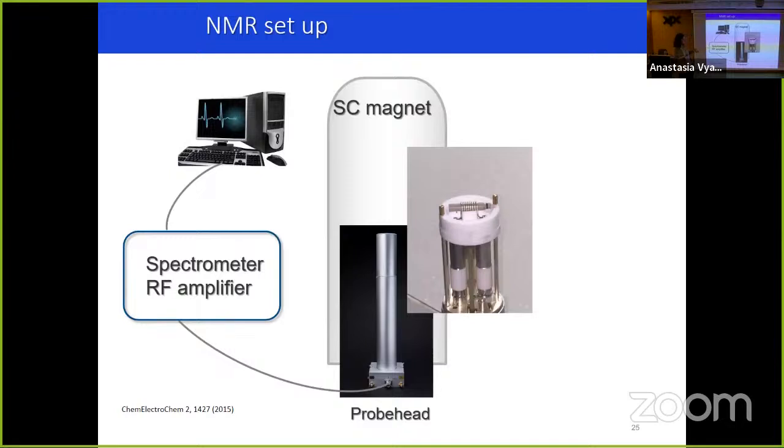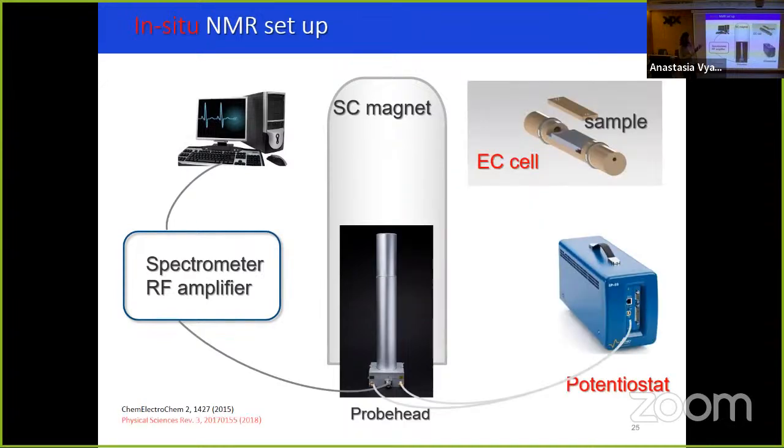Here you see a common NMR setup consisting of a superconducting magnet and a probe head, which also contains the sample in an RF coil. The probe head is connected to the spectrometer and RF amplifier. And for in situ NMR, we developed an electrochemical cell, which is in addition connected to a potentiostat. Which means we can somehow model a battery within this cell, apply electrical voltage, and measure NMR spectra during the battery operation.